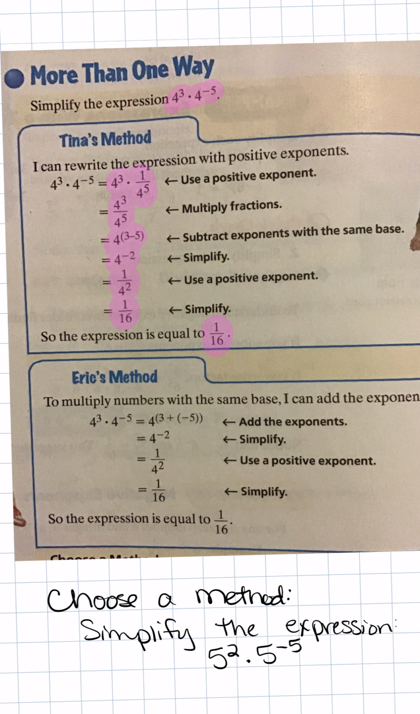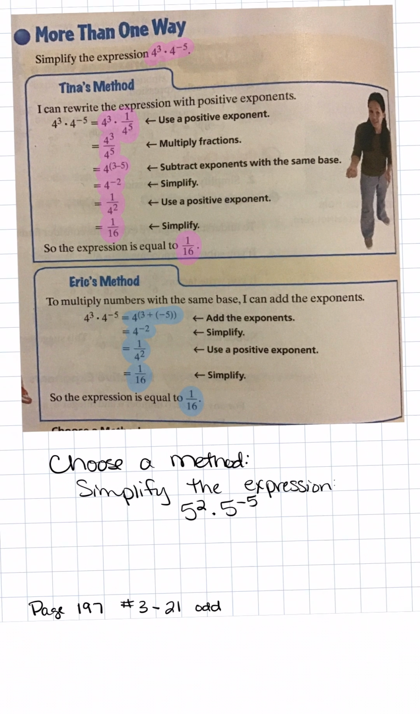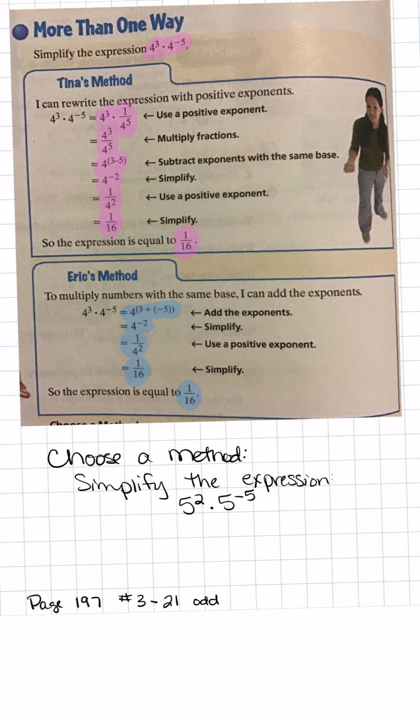However, Eric says instead of doing those added steps, he can just add the exponents. So he adds the exponents, 4 to the third power plus a -5, which equals 4 to the negative second power. He then uses a positive exponent and simplifies. He gets the same answer. So I want you to choose what method you would prefer and try to solve this one. 5 to the second power times 5 to the negative fifth power. Press pause, come back to me when you're done.